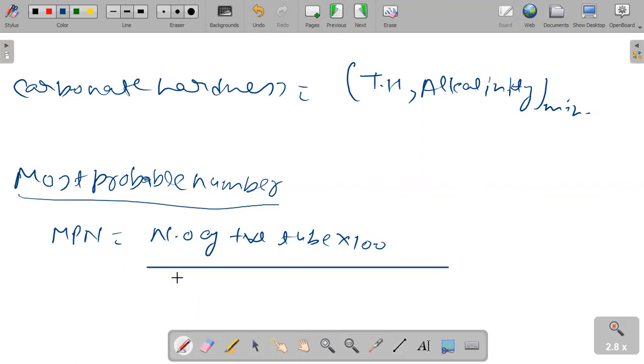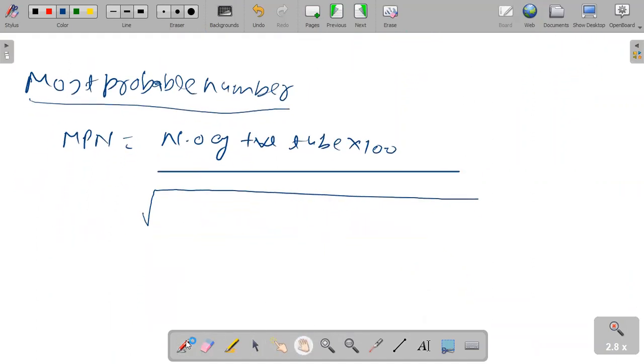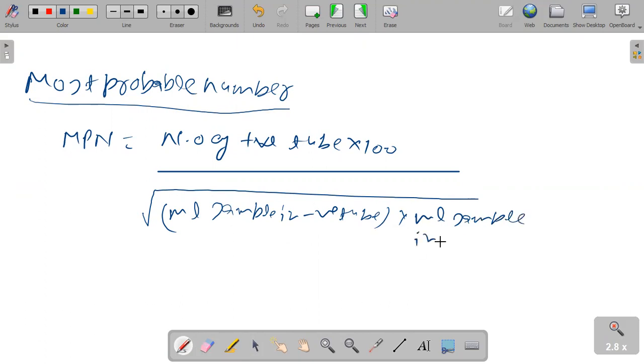upon the square root of milliliter sample in negative tubes multiplied with milliliter sample in all tubes. Okay, so this is the formula for MPN.